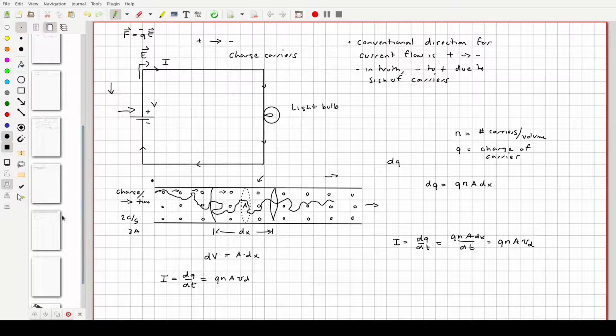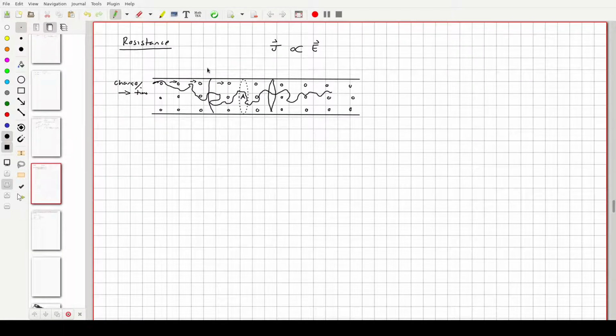Now, I want to be very clear about what's going on here. If you remember our conversation about electrostatics, one of the things we noticed was that conductors have no electric field on the inside. But that was in a static situation. So here it's entirely possible to have this field passing through, pushing stuff along.